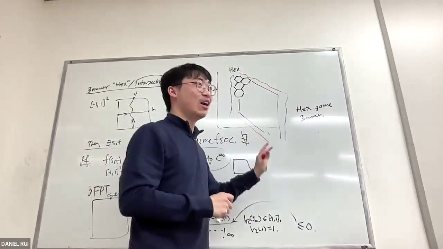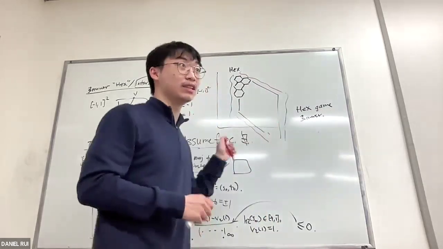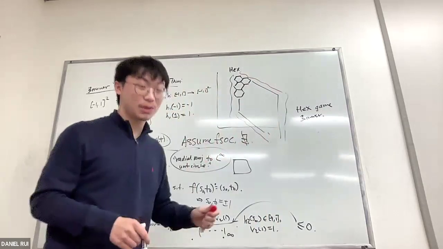I think that if you learn anything from all today, the Jordan Curve theorem is actually not the main star. The main star is this elephant. That's why it's called the Hex theorem.